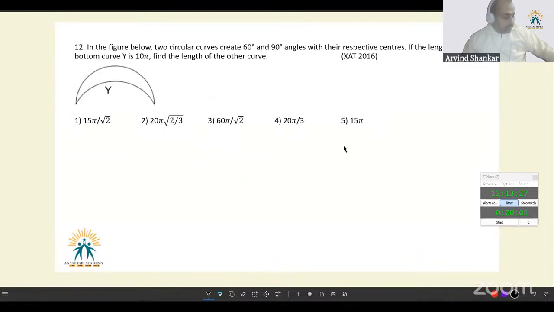Next one then. We are moving into the geometry part of the work. The figure below. Now, I haven't started the time. Let me give you 2 minutes 30 seconds, if you're able to arrive at the answer.